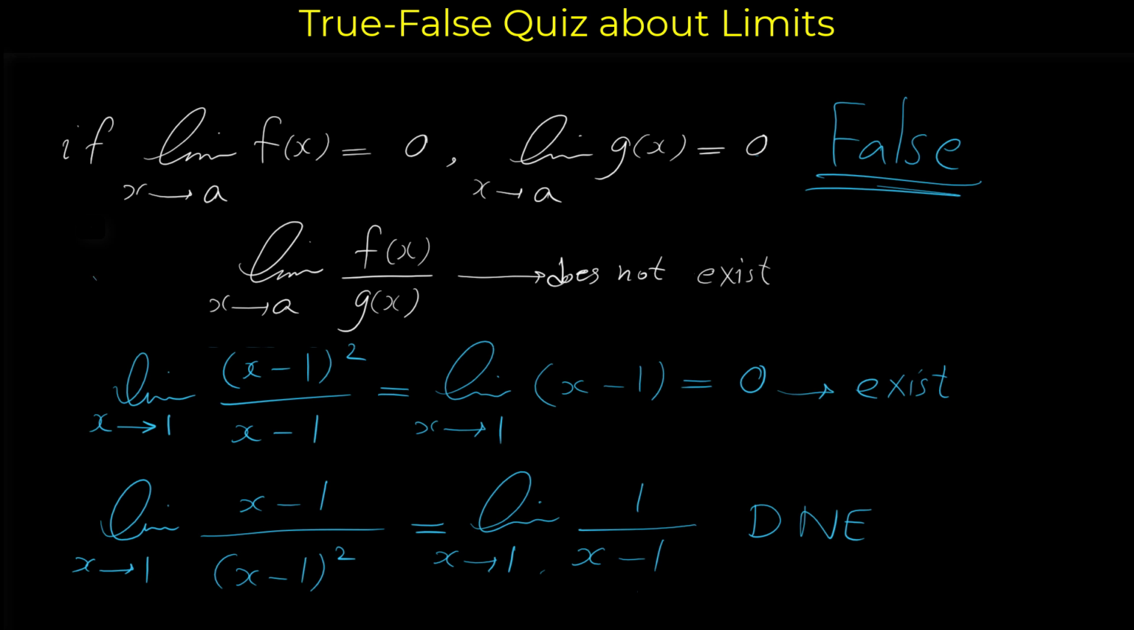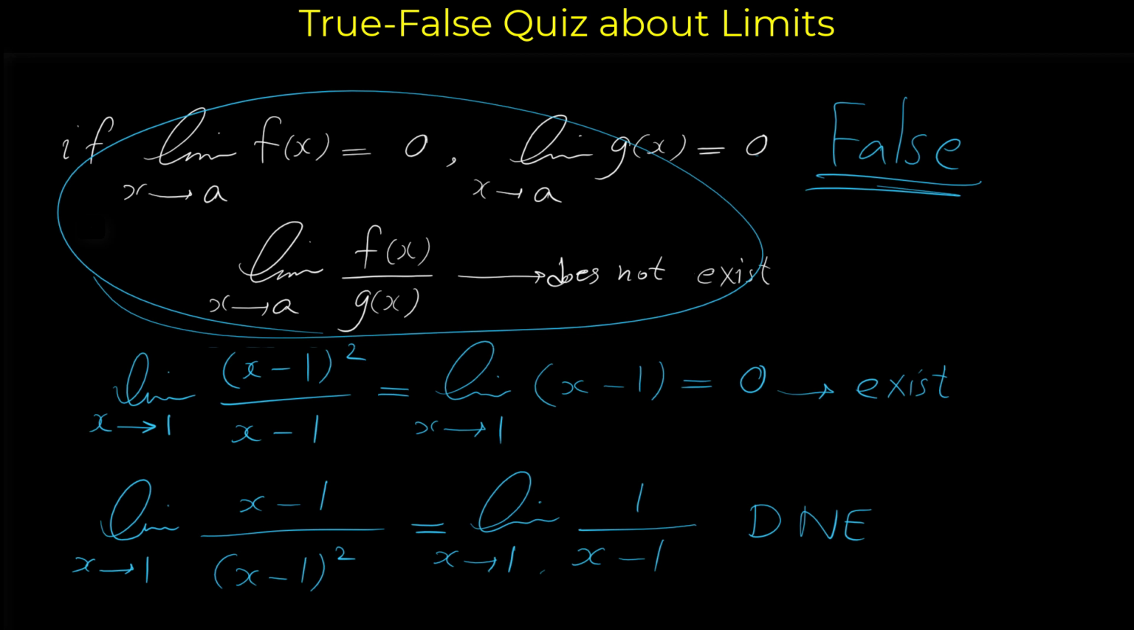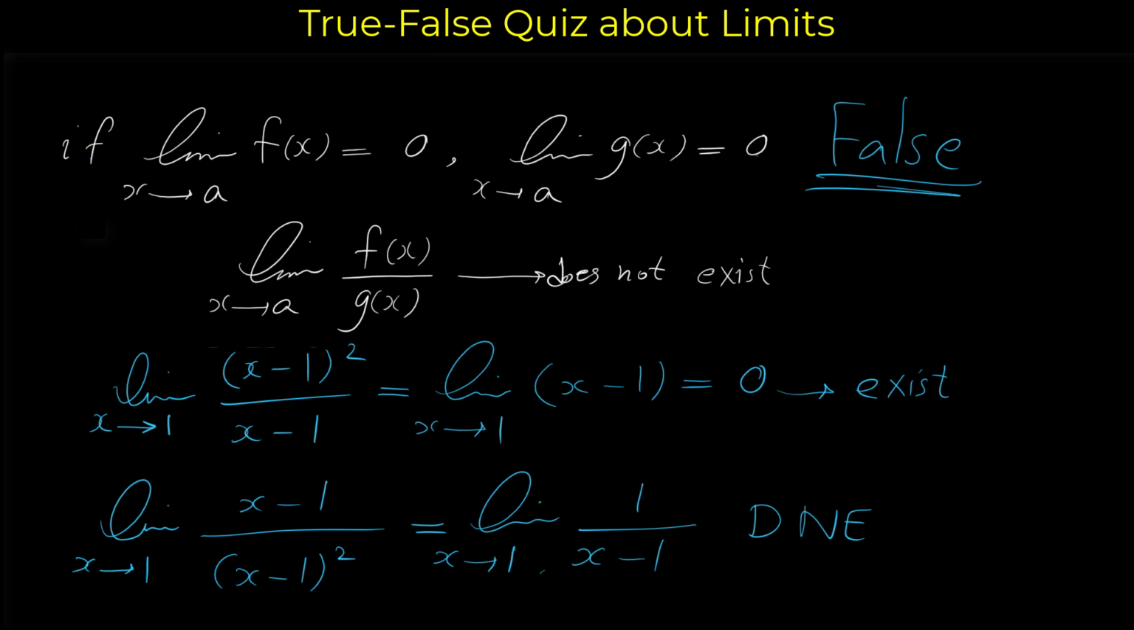So this shows that this statement is not always true. So we say the statement is false, because we cannot always conclude from this and this that the limit of f over g does not exist. It is possible that it exists or does not exist.